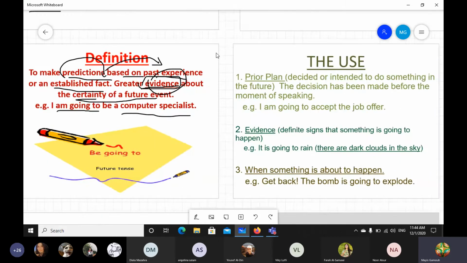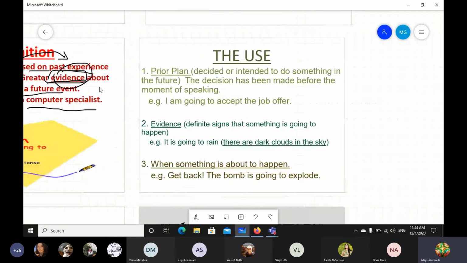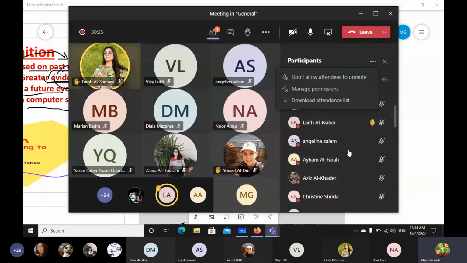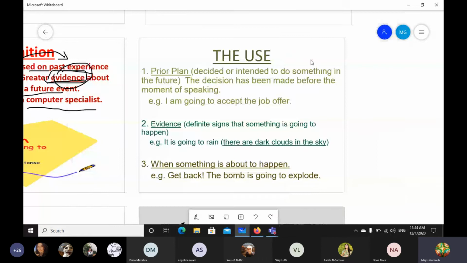Now let's move to the use of be going to. Who would like to read the first use? I want hands. Yes, Laith, please. Prior plan: decided or intended to do something in the future. The decision has been made before the moment of speaking. Example: I am going to accept the job offer. Thank you.